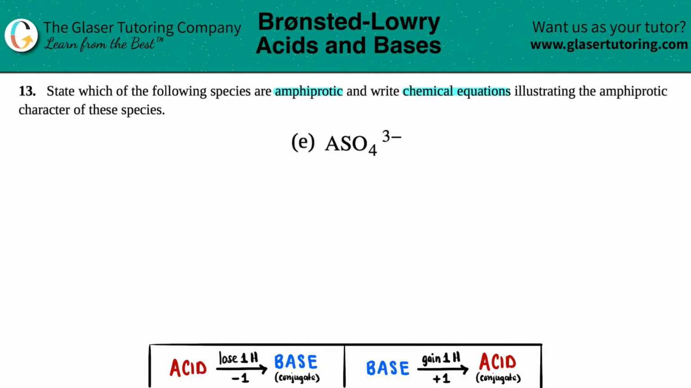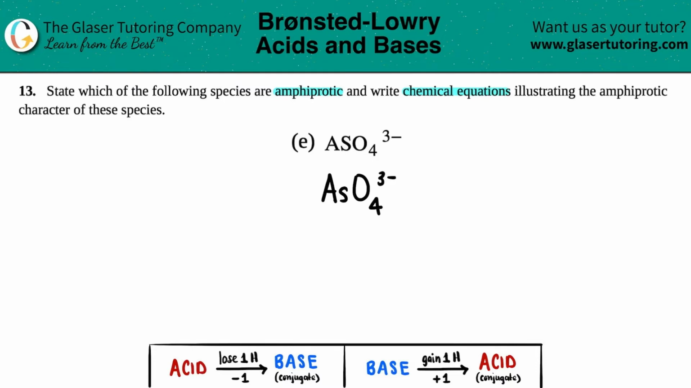Hold the phone, because if I'm looking for an A element on the periodic table, I'm not going to find it. So I do believe that this one was supposed to be arsenic, a lowercase s, not a capital S. So it's just two elements here, As for arsenic and then oxygen with the 4, 3-. So we're going to be working off of this.